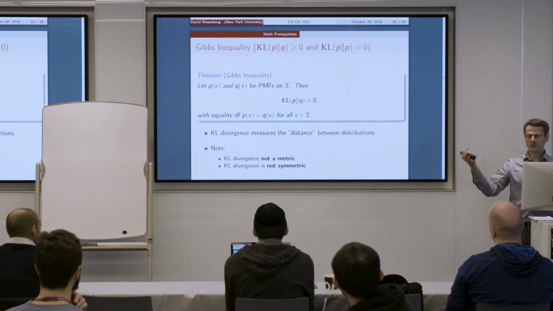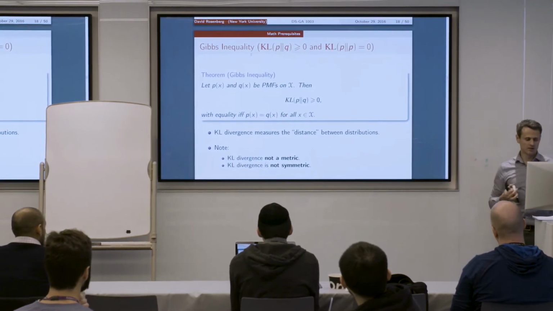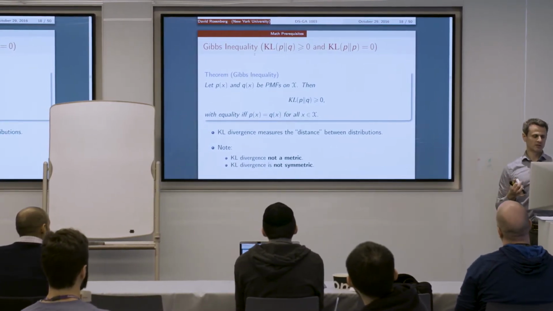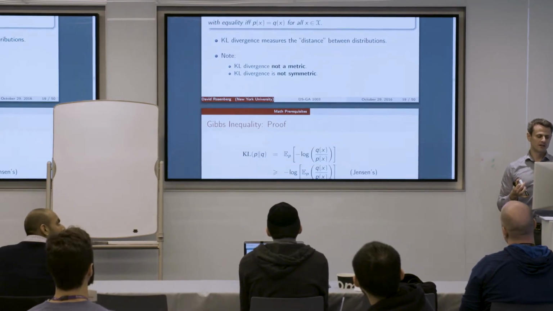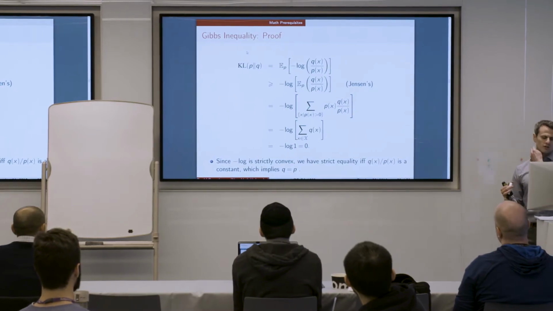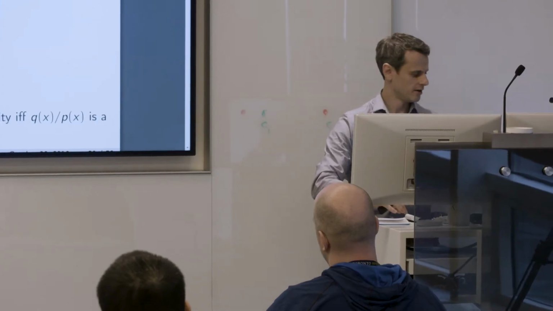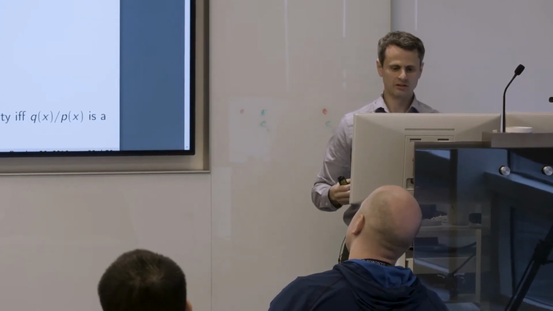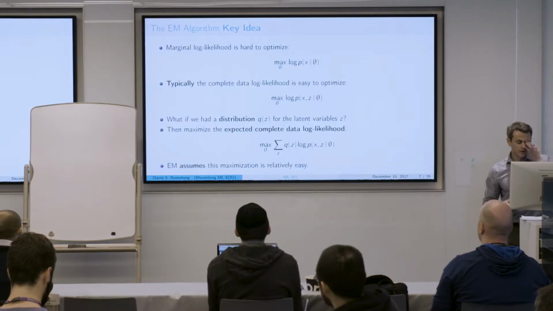So the theorem that the KL is non-negative and 0 if and only if they're equal, that's called Gibbs inequality. It's a simple consequence of Jensen's inequality, which we just went over. I don't want to dwell on it, but it's a nice little exercise. All right.